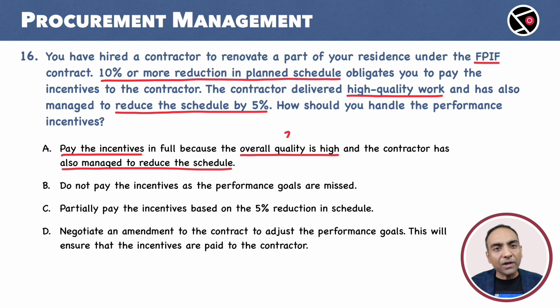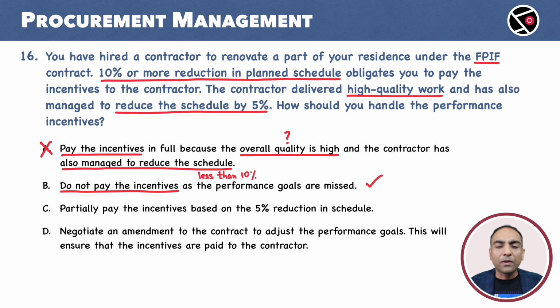Quality is not even a criterion for the incentives. It is based on schedule. More than 10% reduction in schedule triggers the incentives. Seller is at 5%, not eligible for incentives. We drop this option. B. Do not pay the incentives as the performance goals are missed. This is likely to be the correct choice. The criterion of 10% reduction in schedule is not met.